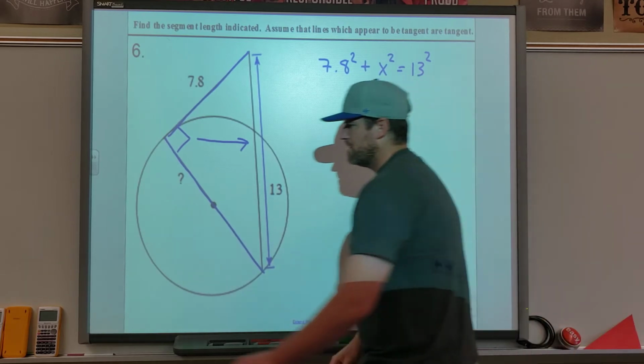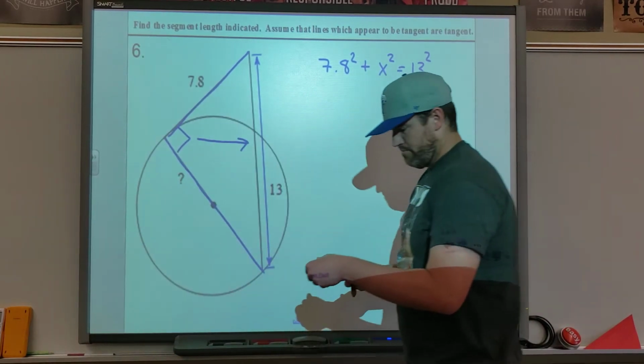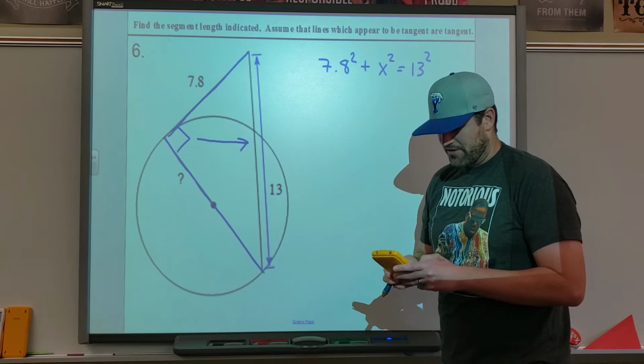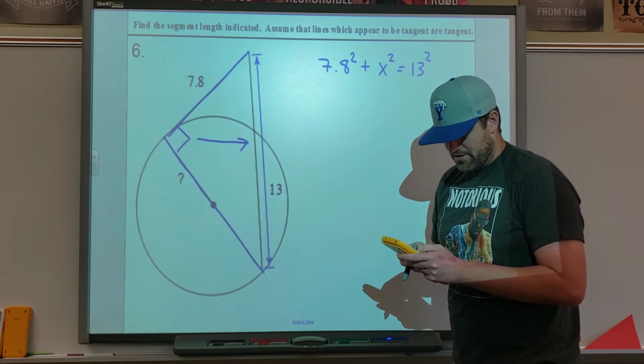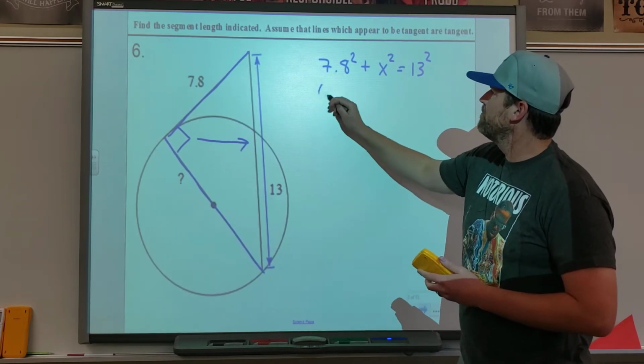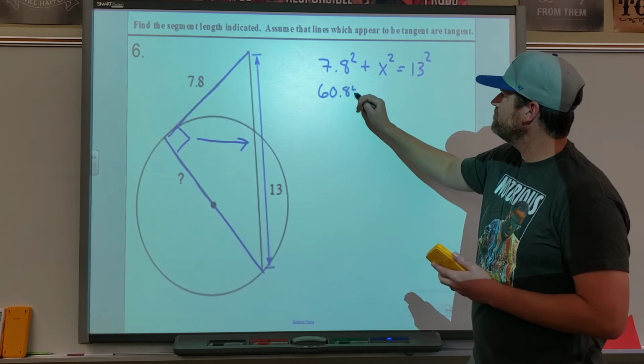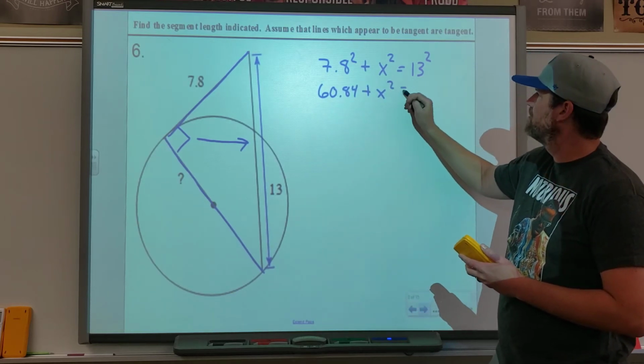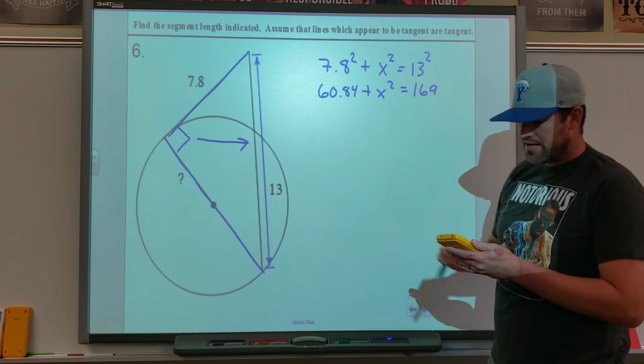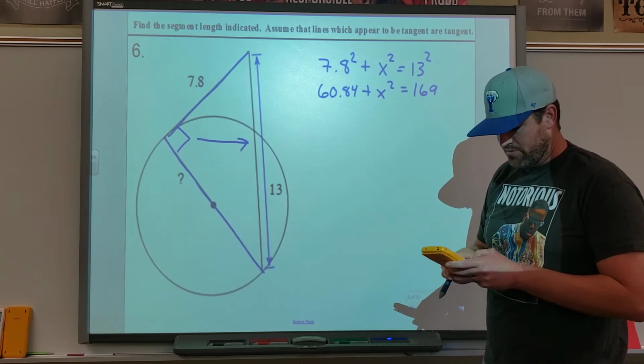And I'm going to borrow my calculator. 7.8 squared is 60.84. Subtract 60.84 from both sides.